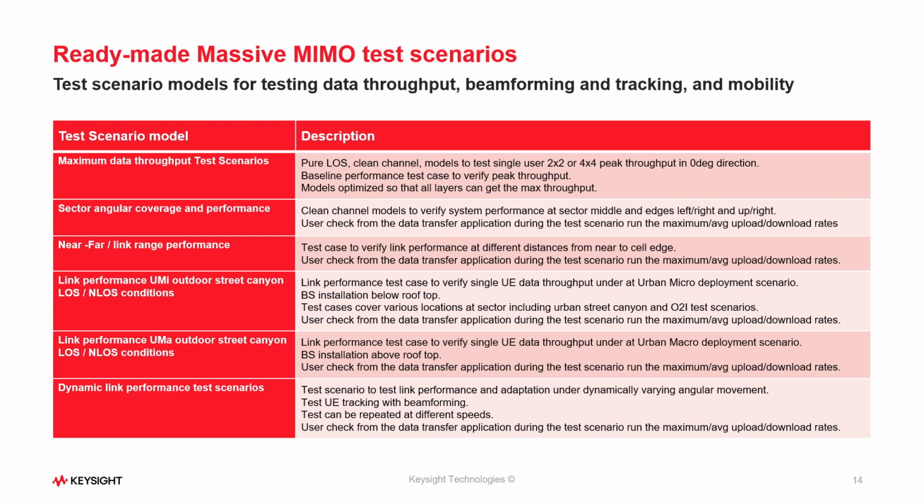The S8803A Massive MIMO Fading Performance toolset also includes ready-made test cases and test scenarios. In this slide are examples of data throughput test scenarios, beam management, link adaptation, data performance, and latency test scenarios, as well as mobility test scenarios.